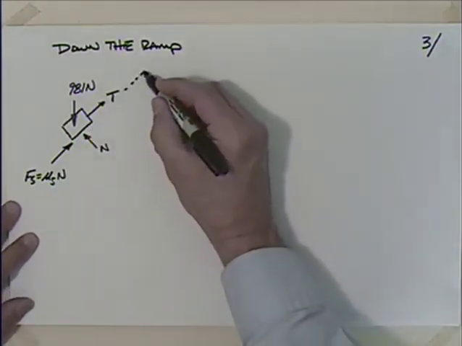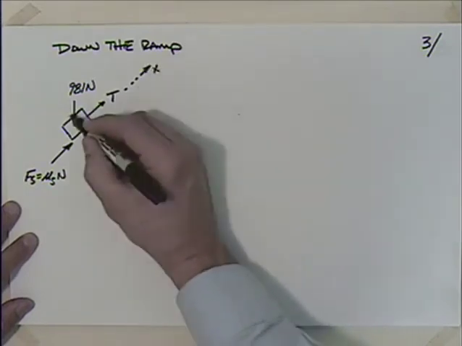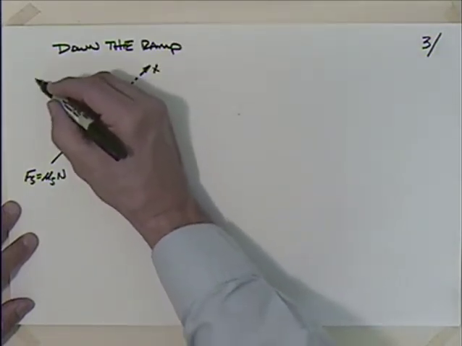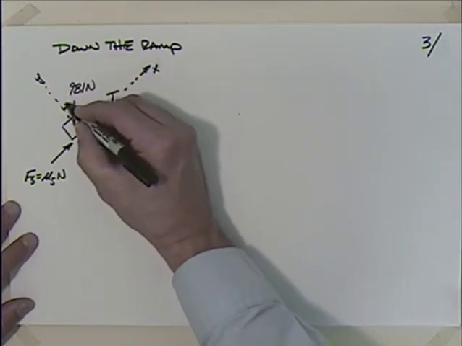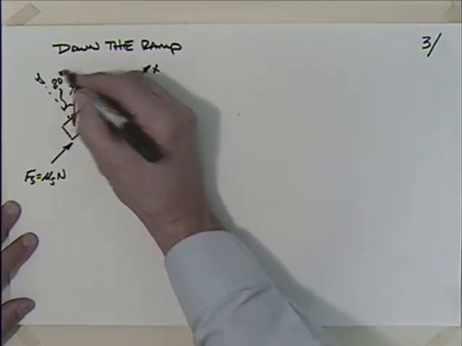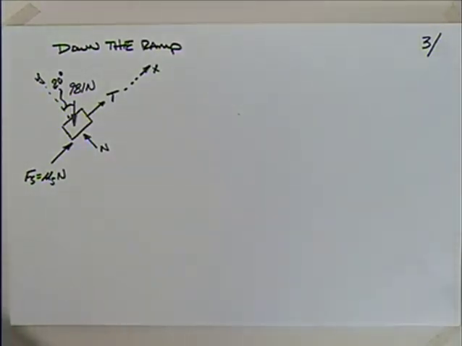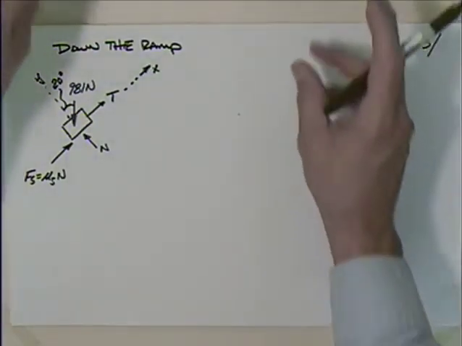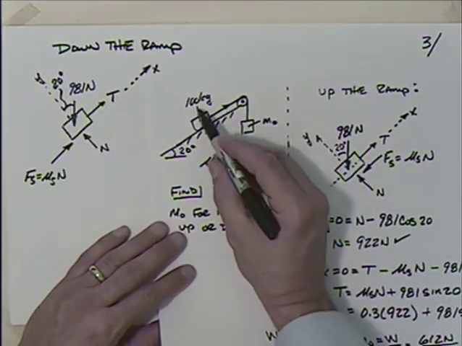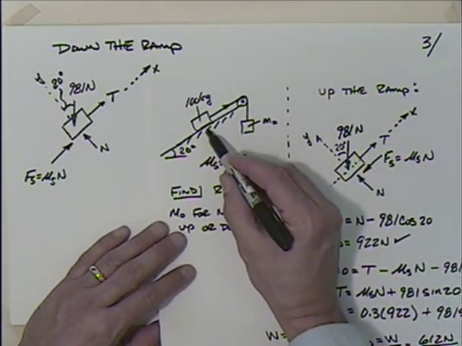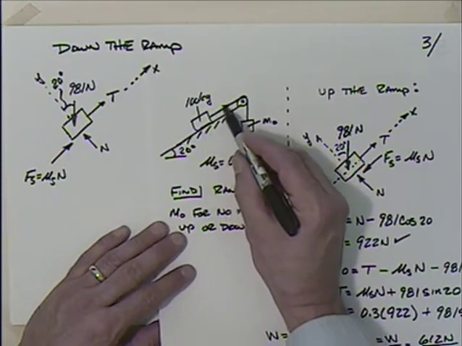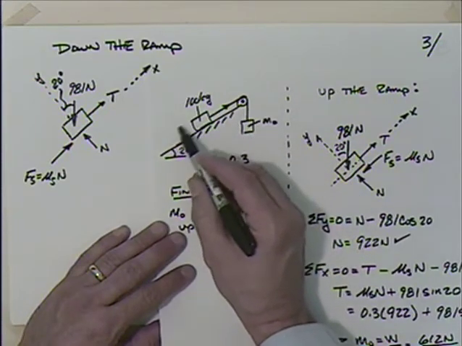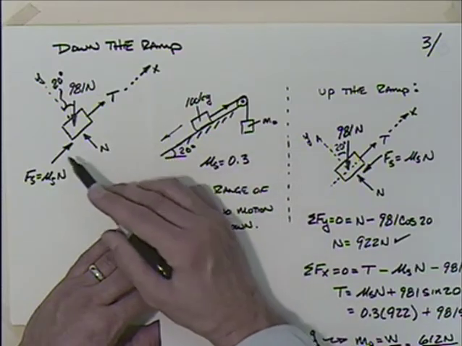Again, if I look at an XY coordinate system, I'm going to take this as X, and this as Y, and that angle is 20 degrees. So with that, have I got all the forces? If I go back and look at the picture, I've got the weight, I've got the ramp pushing against the body, I've got the tension in the cable, and since we're looking at motion down the ramp, I've got the friction force opposing that. So I think I'm good.